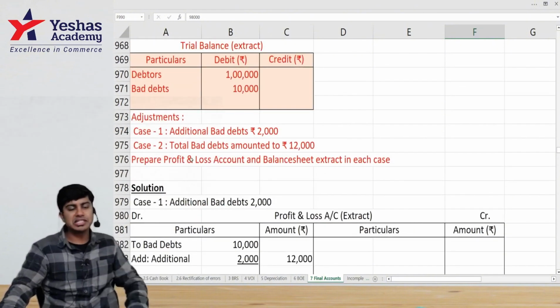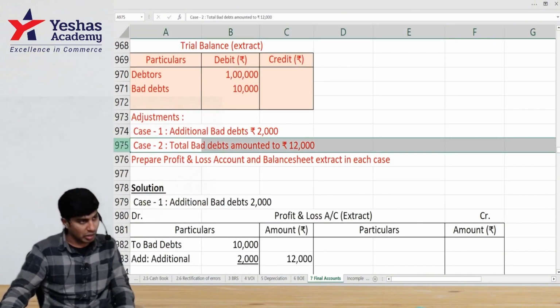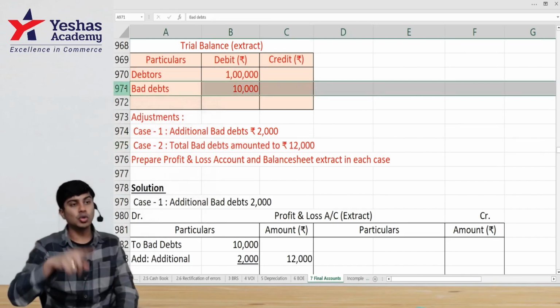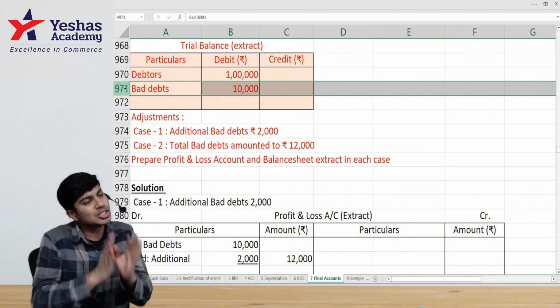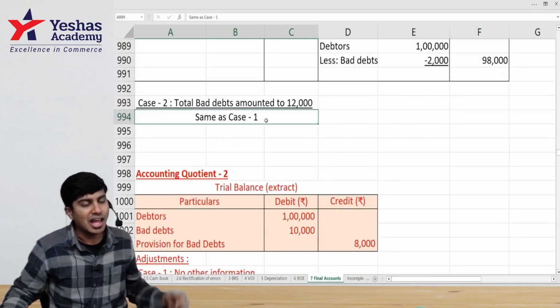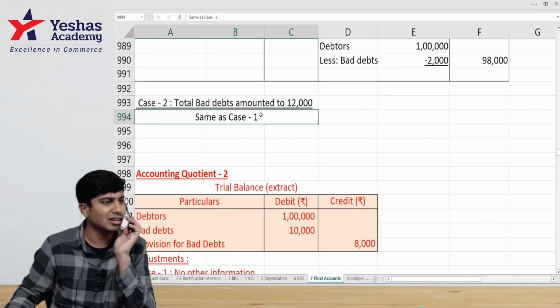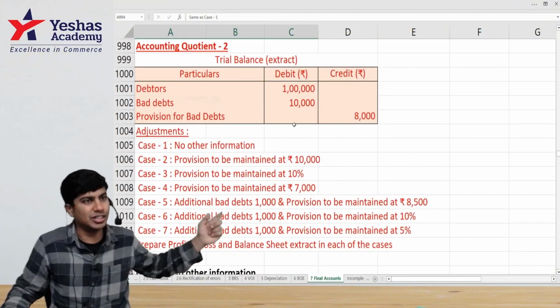The same thing can be given slightly differently. Even if they mention total bad debts amounted to 12,000, it means already we have recorded bad debts of 10,000. Totally the bad debts is 12,000, meaning additional bad debts is 2,000. So in case 2, though the question is different, the answer is exactly the same as case 1. There's nothing new about it. Let's do another new question. Take down this question.